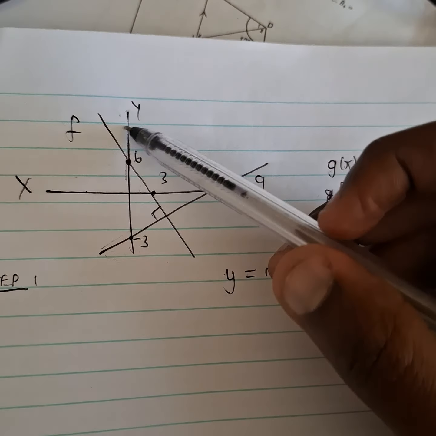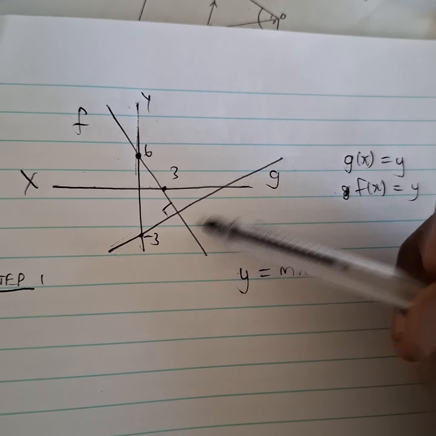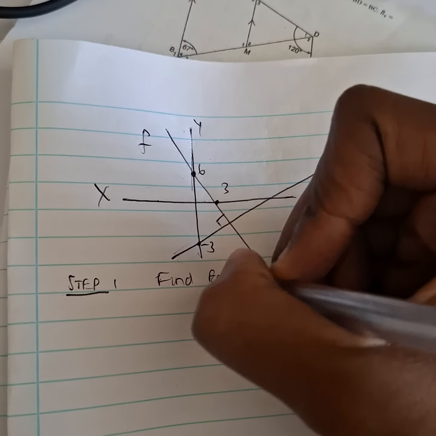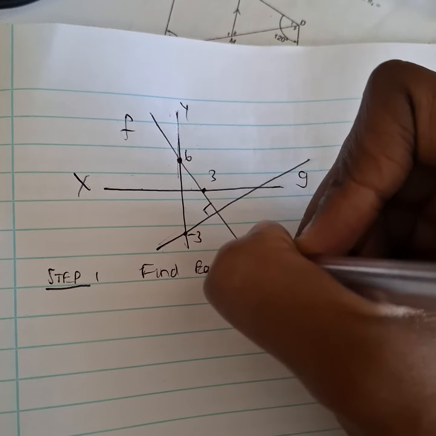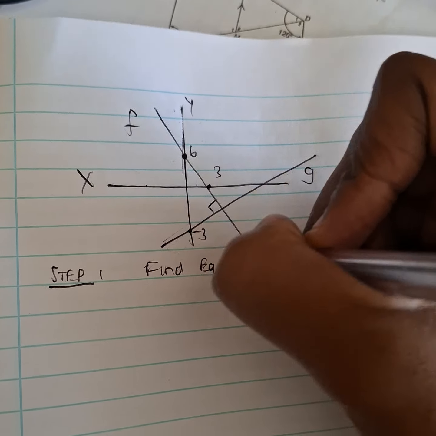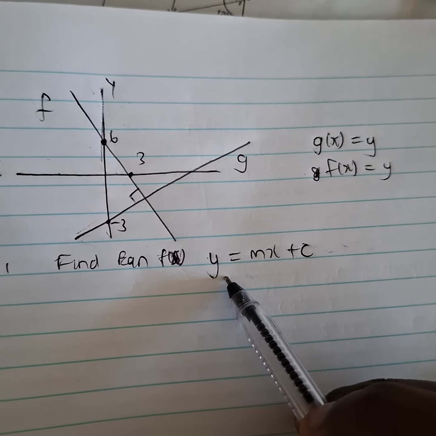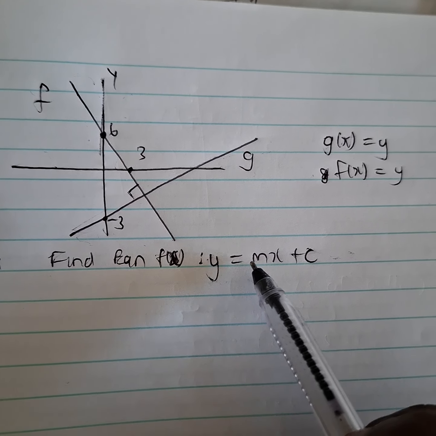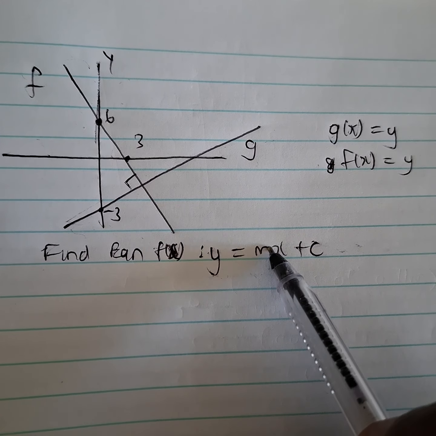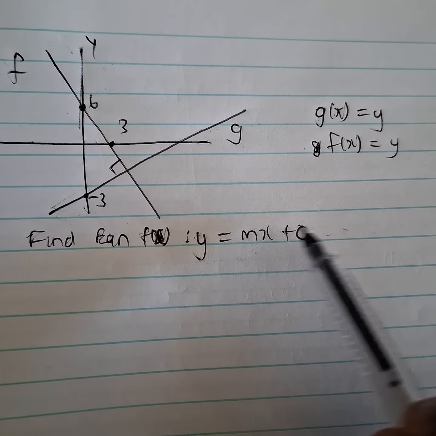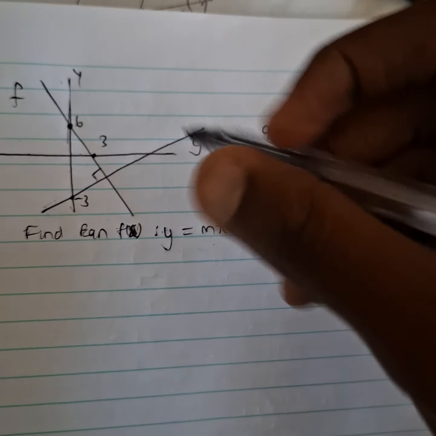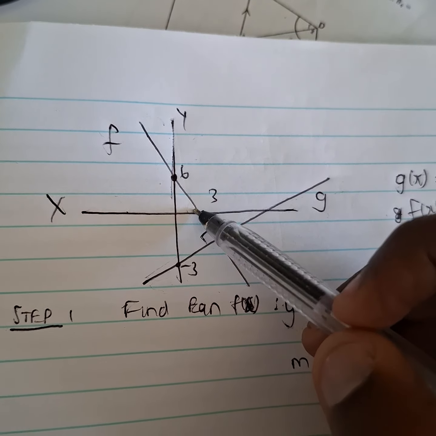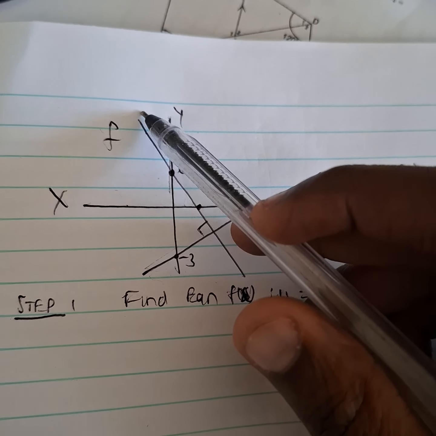So we are going to first find the equation of f of x. So step 1, find the equation of f of x. Remember I said f of x means y. So let's try and find that equation. When we want to find the equation of any line, there are two things that we need. We need the gradient and we need the y-intercept. So to find the gradient of that line, we need the 2 points that the line passes through.